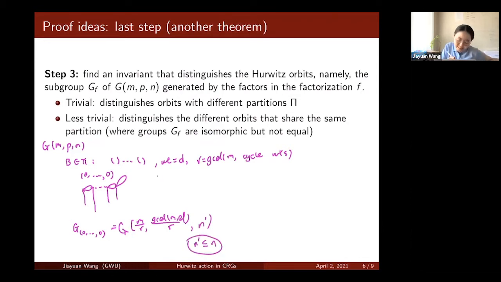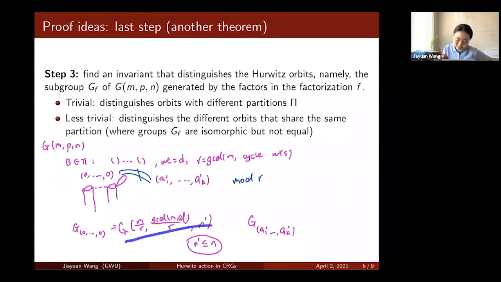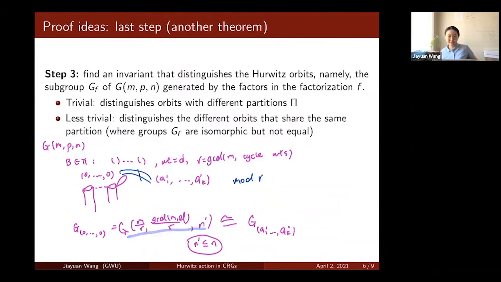And if there is another tuple of weights that is not the same as that 0 weight, mod R, then the group generated by this one will not be the same as this group, but it's an isomorphic copy of this group. So in this step, we showed that 2 standard form factorizations, if their weights are not the same mod R, then they belong in different orbits because they generate different subgroups.